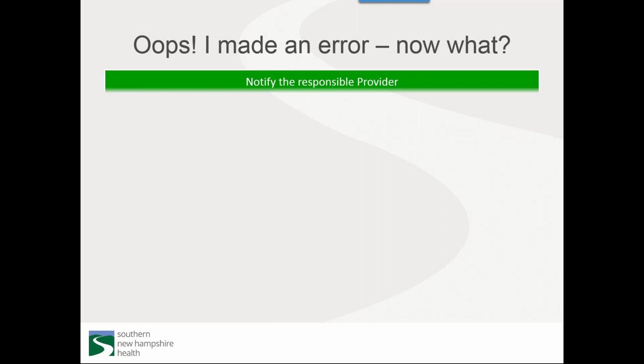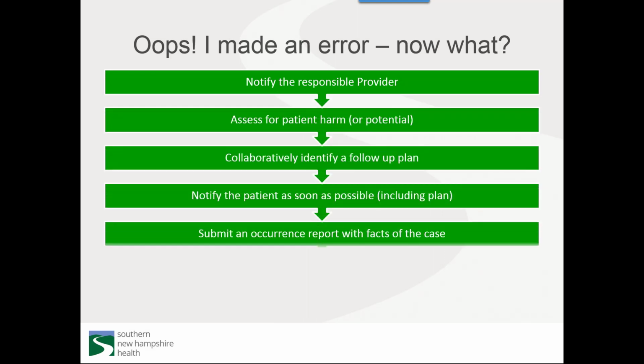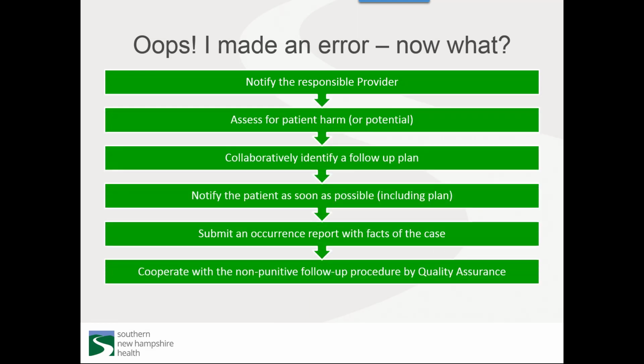Well, the first thing you want to make sure you do is notify the responsible provider and make sure that we've assessed the patient for any potential harm. Then we need to create a follow-up plan. What are we going to do about that? Is there corrective treatment that needs to happen? If it's a vaccine error, do we need to revaccinate the patient? We need to figure out what the plan is. And then the patient also needs to be notified of the error and the plan.